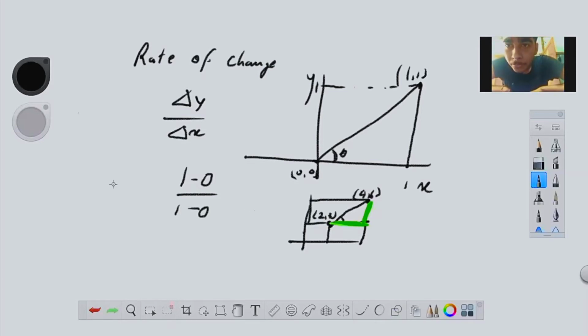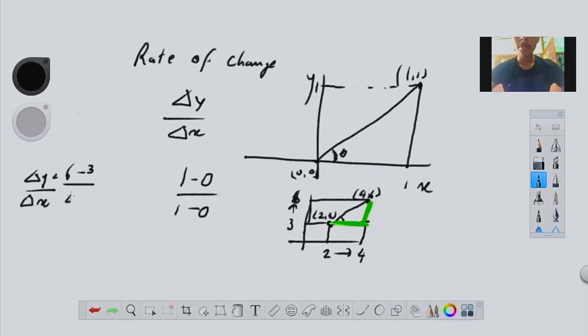So what is delta y here? 6 minus 3, right? Change in y. Y changed from 3 to 6, and x changed from 2 to 4, isn't it? So delta y is 6 minus 3, and delta x is 4 minus 2, right? So it is going to be 3 by 2. Fine. Now you're getting it.